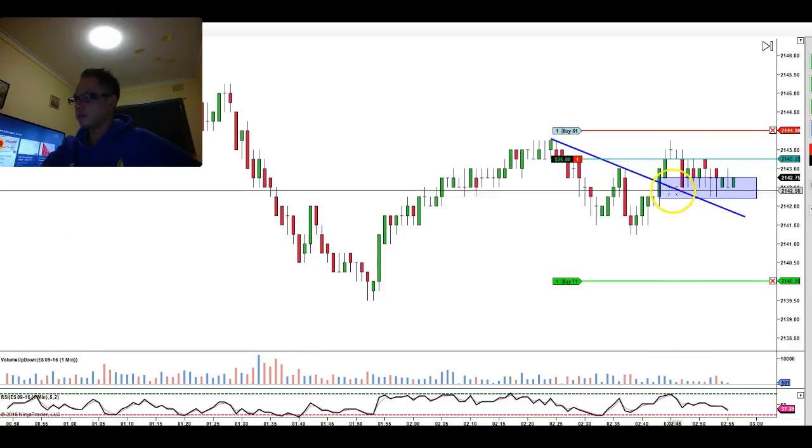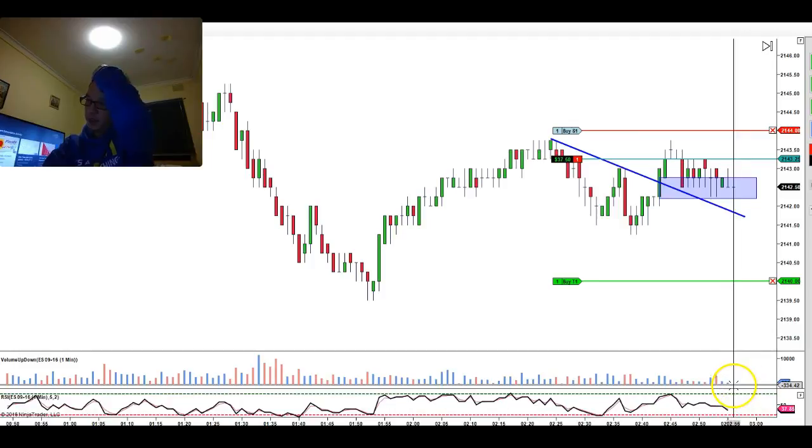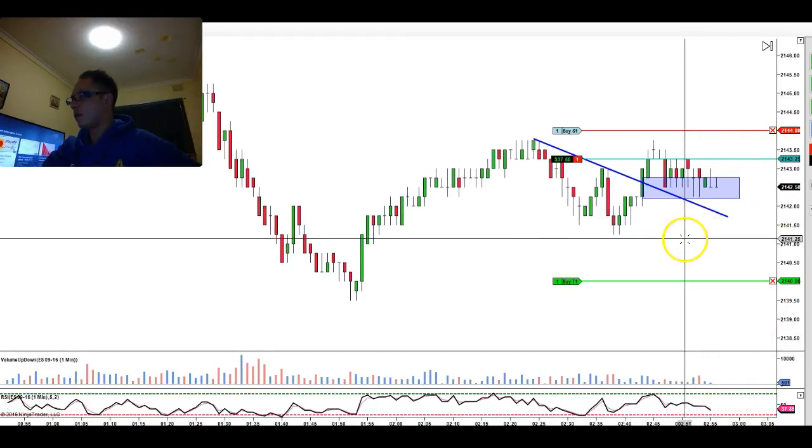So yeah, there's a fair bit of support there, but the RSI is starting to go down. So it's going down to oversold. So we could see a breakout right about now probably.